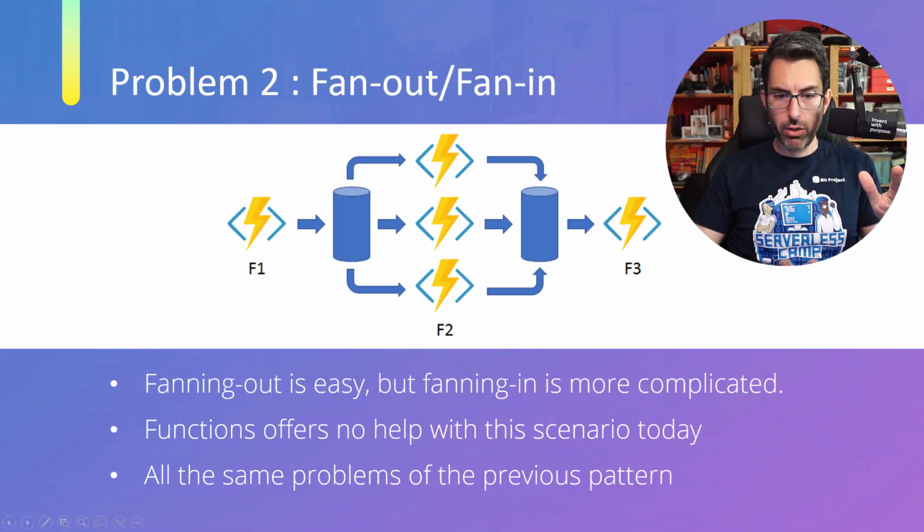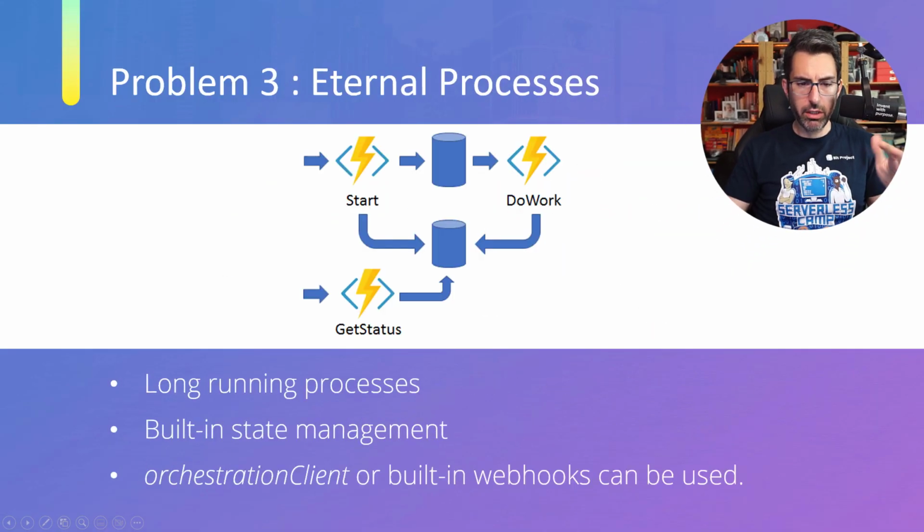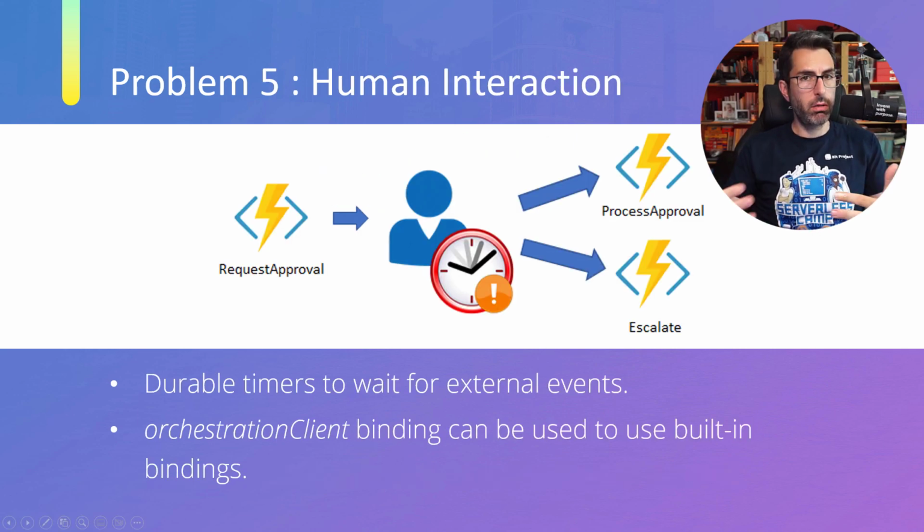Another use case that is really nice is human interaction and the eternal process. You can have a function orchestrator sleep forever. There's an API for that, the durable functions API. You can call that and say, hey, this function, I want it to wait for 20 minutes. It's going to wait passively, so you're not going to pay for it. And 20 minutes later, it's going to wake up again and do something. Another one is the external event.